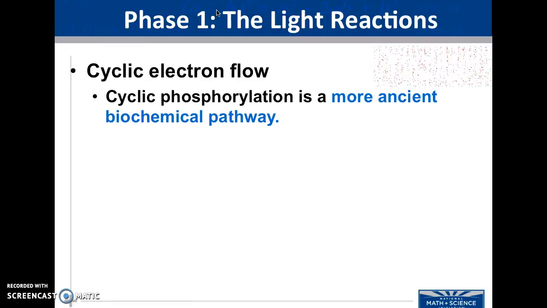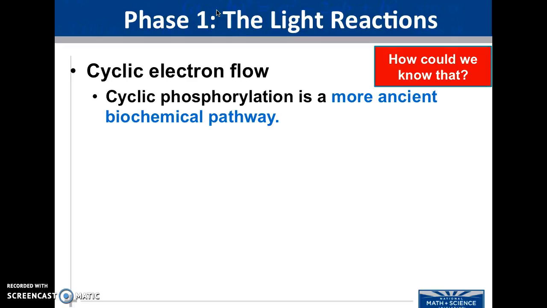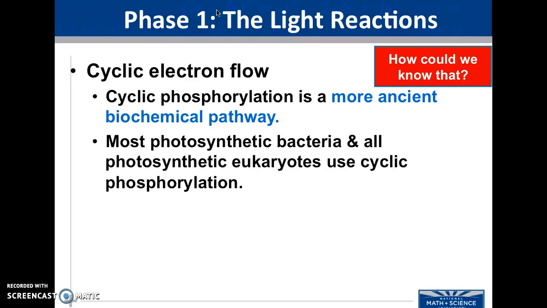We see that there's this cyclic electron flow. Basically, the electrons start in photosystems 2 and 1. Photosystem 2 gives its electrons to photosystem 1. Photosystem 1 gives its electrons to NADPH, and then water is split to provide electrons for photosystem 2. Cyclic phosphorylation is a very ancient biochemical pathway. Most photosynthetic bacteria and all photosynthetic eukaryotes use cyclic phosphorylation.